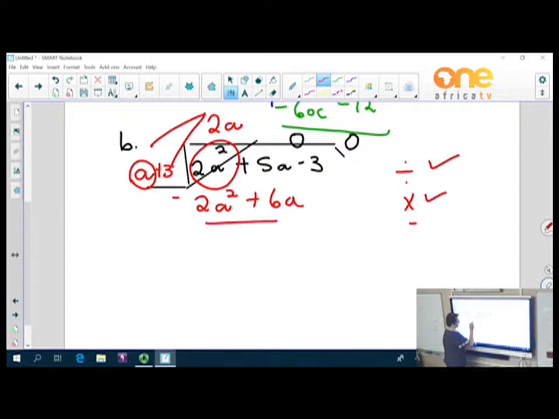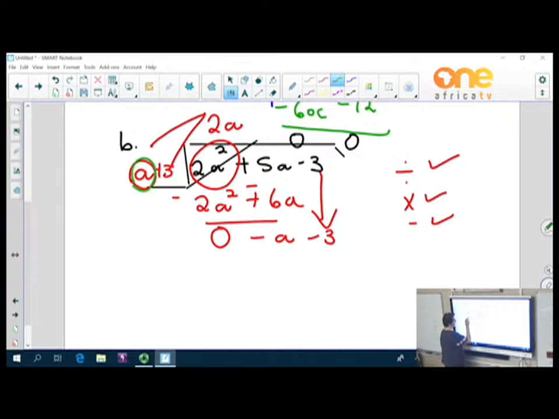Subtract. We change the second signs and add. So there's a 0. That one eliminates. Plus 5 minus 6 is negative a, and I bring this one down. So we go through the same steps there.